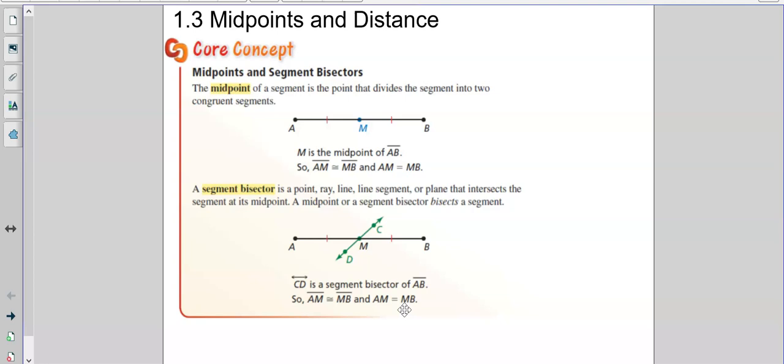A segment bisector, similar idea, it just happens to be a point, ray, line, segment, or plane that intersects the segment at the midpoint. So a midpoint or a segment bisector bisects a segment. So just like before, it just happens to be a line here, line DC, instead of just point M, but the line DC is going through M. So therefore, again, AM is congruent to MB.